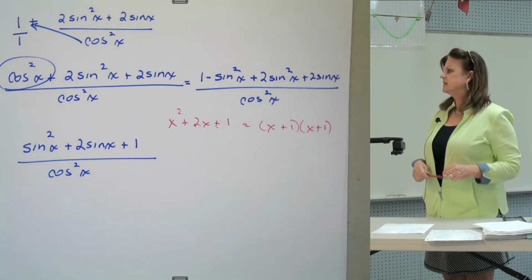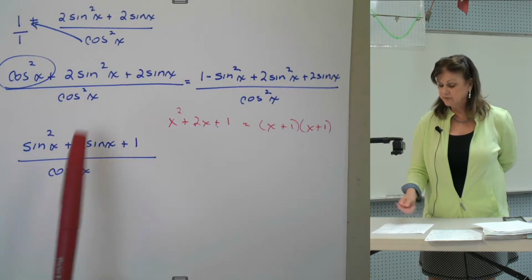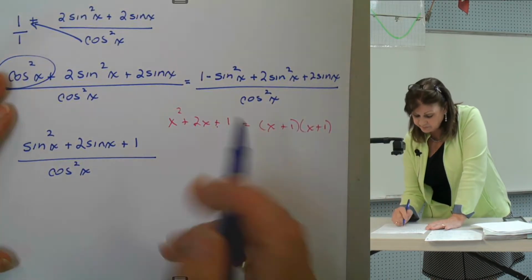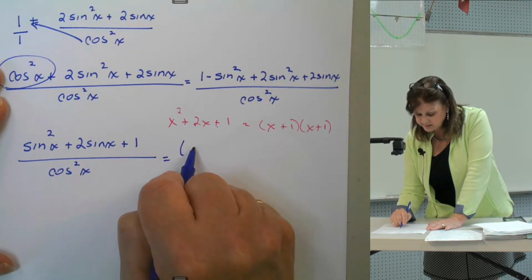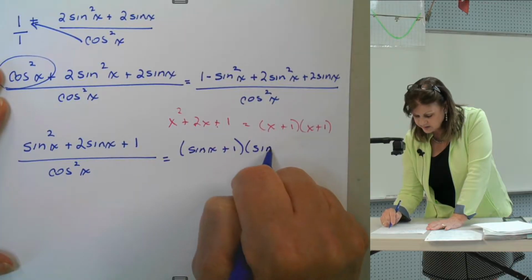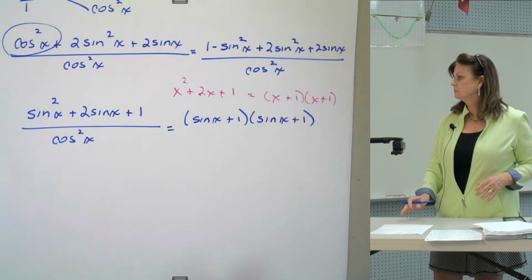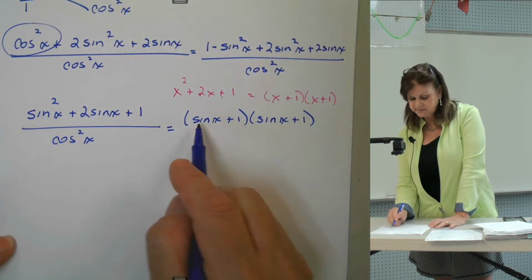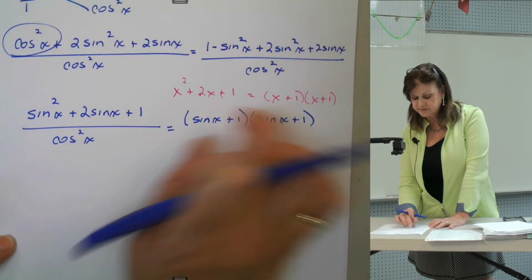Well, you're going to do that exact same thing here. You have sine squared plus 2 sine plus 1. So you can factor this. The rules are the same. And that's going to give you what? Sine x plus 1 times sine x plus 1. Think that through. Sine times sine, sine squared. There's 1 sine x, there's 2 sine x's, and there's the 1.